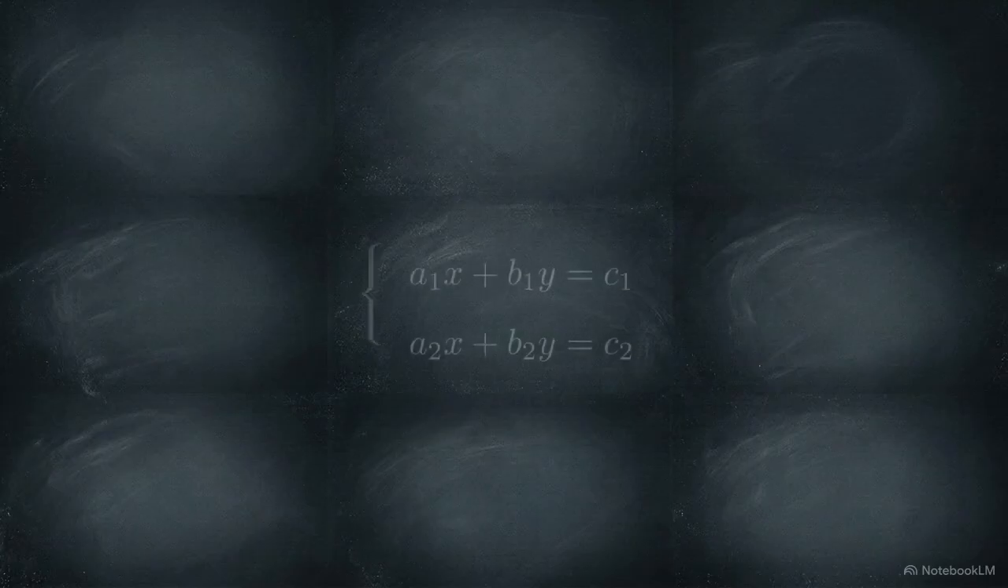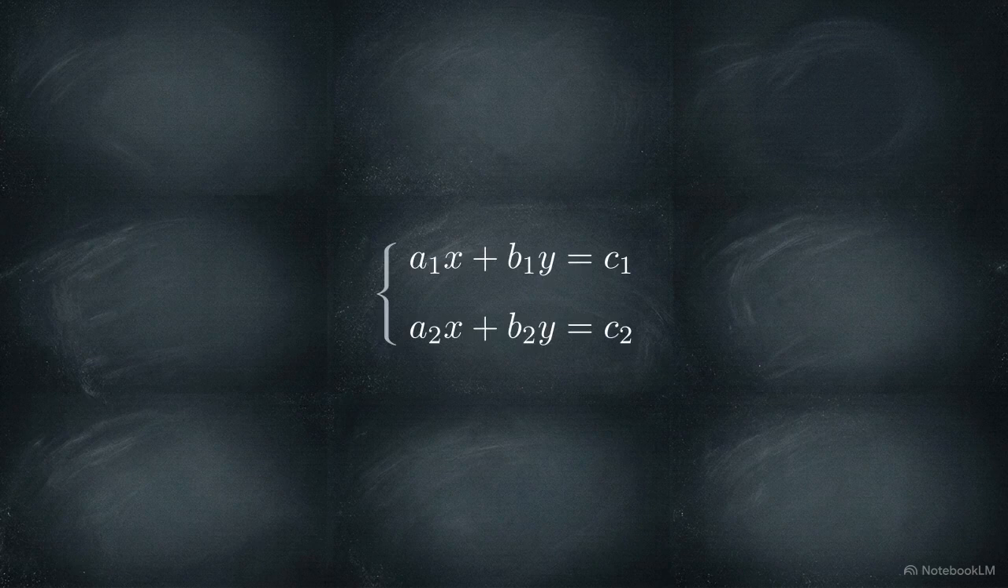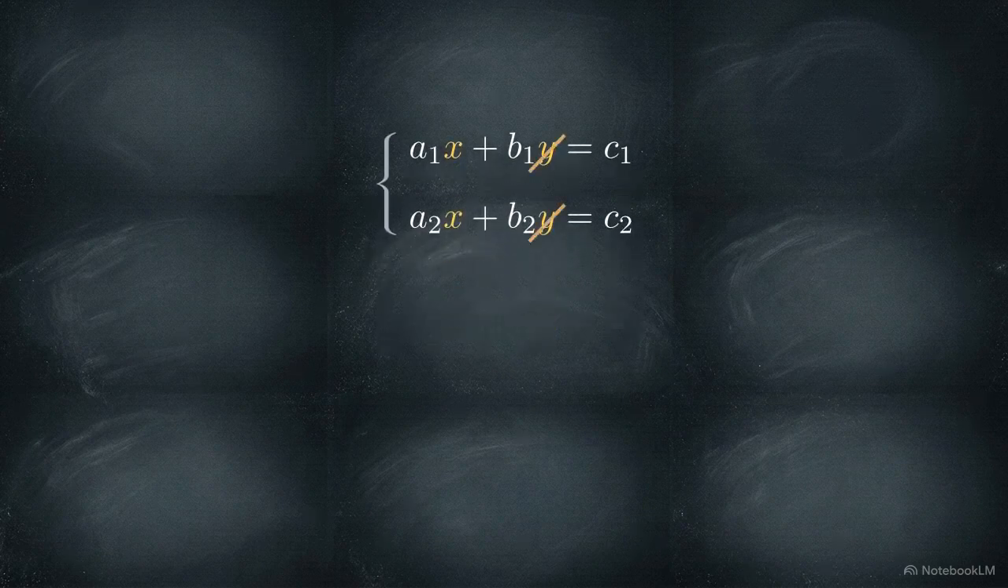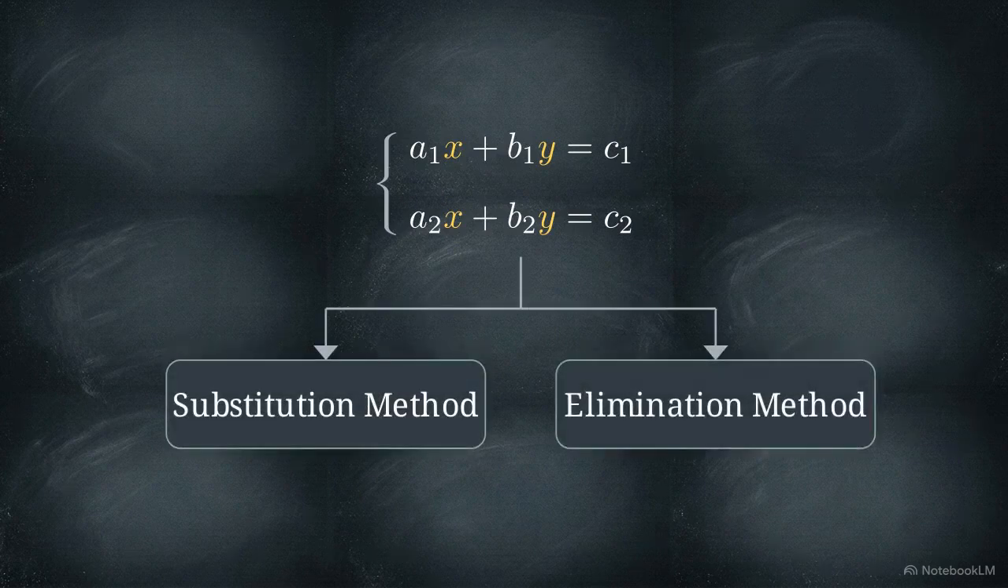This is the standard mathematical format: two equations stacked together. A single equation with two missing variables, x and y, can't be solved alone. To solve both at once, we temporarily remove one. We have two tools for this: substitution and elimination.